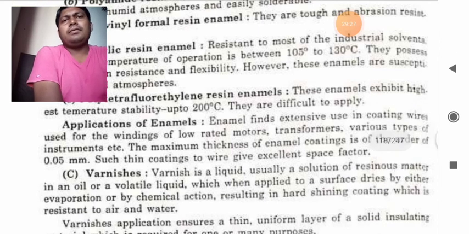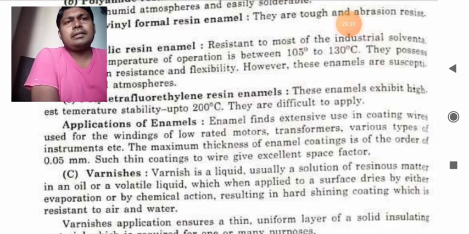So the application of enamels. Enamel finds extensive use in coating wires used for the winding of low rated motors, transformers, various types of instruments, etc. The maximum thickness of enamel coating is of the order of 0.05 mm. Such thin coating of wire gives excellent space factor.